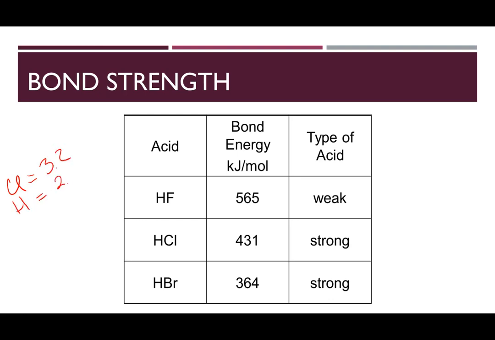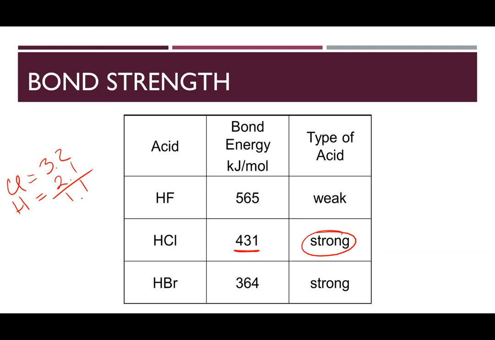Electronegativity of hydrogen is 2.1. So if we subtract those, again, it's a pretty significant electronegativity difference. So certainly a polar bond. And then with that bond energy decreasing just a little bit, it's a little bit easier to pull these two atoms apart. So what we see is that hydrochloric acid is going to be a strong acid.